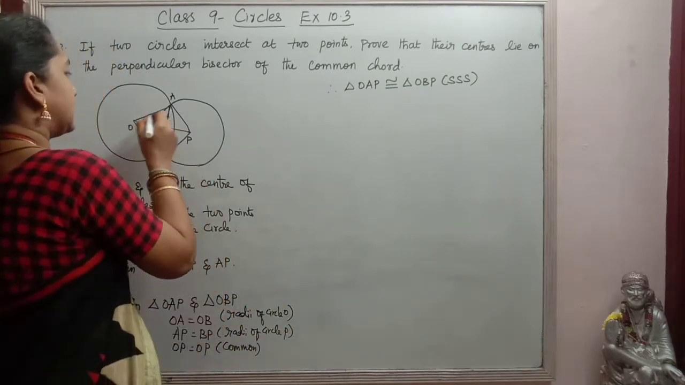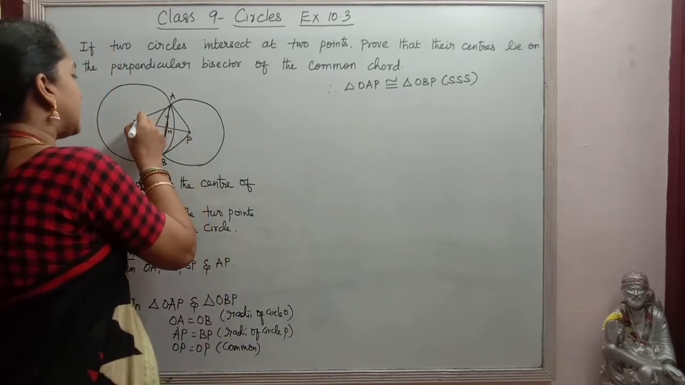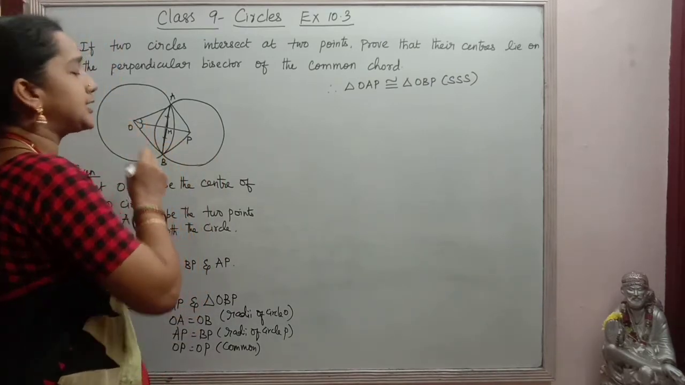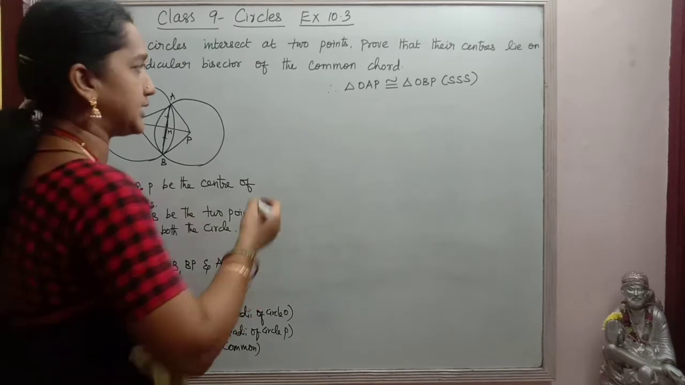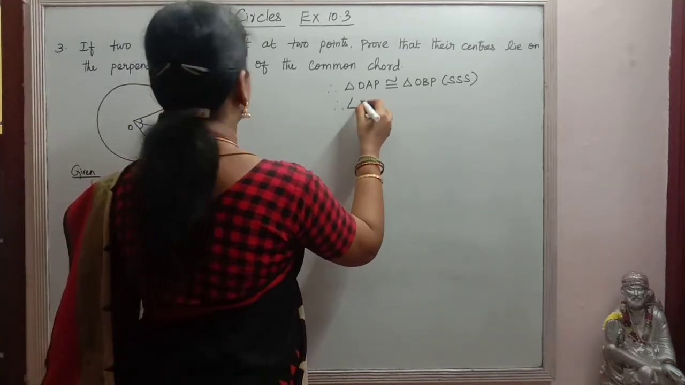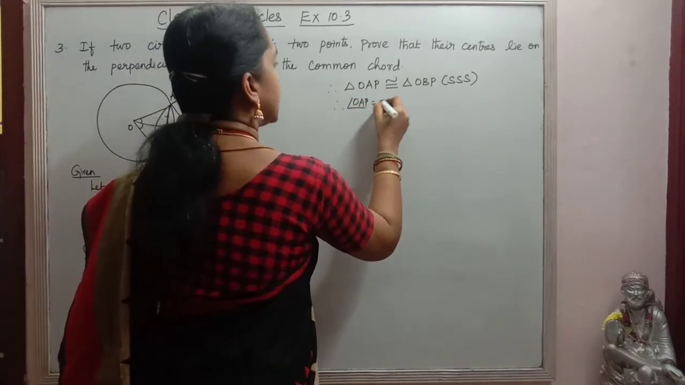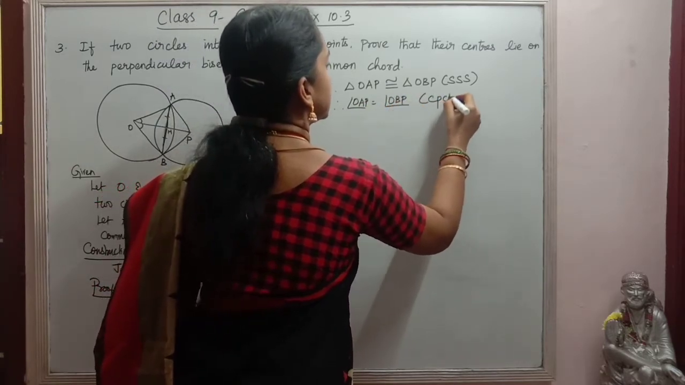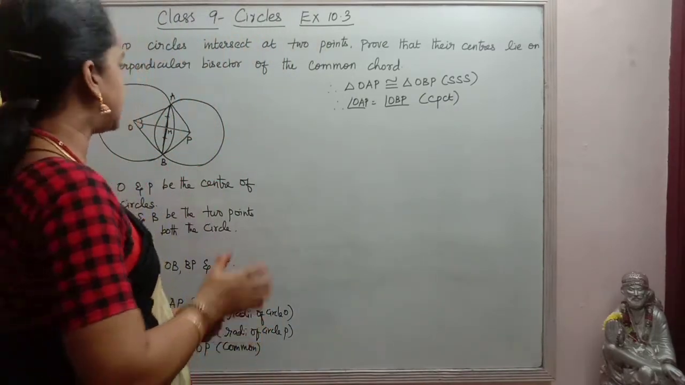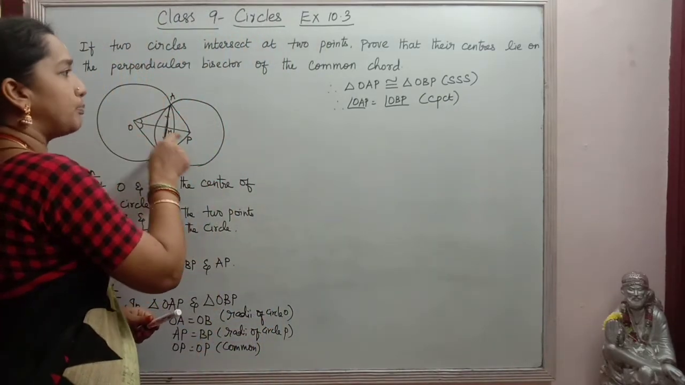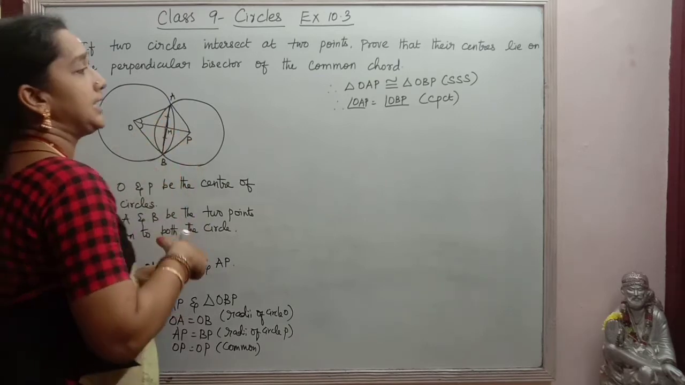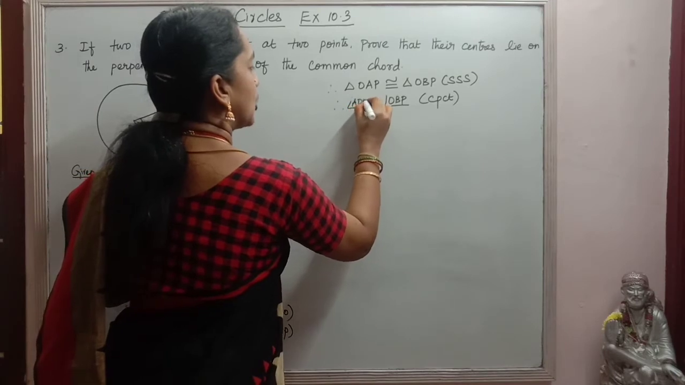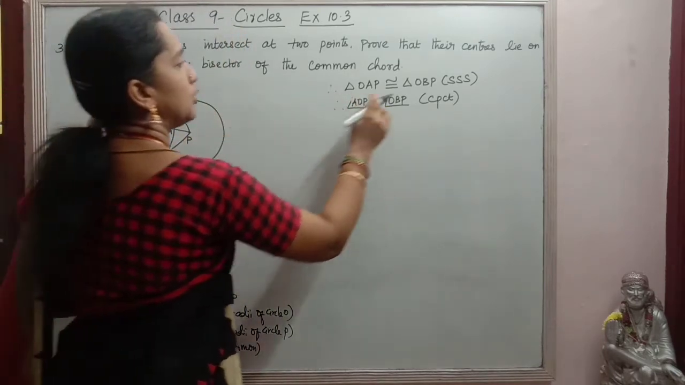Now, we can say that angle AOP is equal to angle BOP. These two angles are equal by CPCT. Therefore, angle OAP is equal to angle OBP by CPCT. By CPCT, these two angles are equal. Angle AOP is equal to angle BOP.